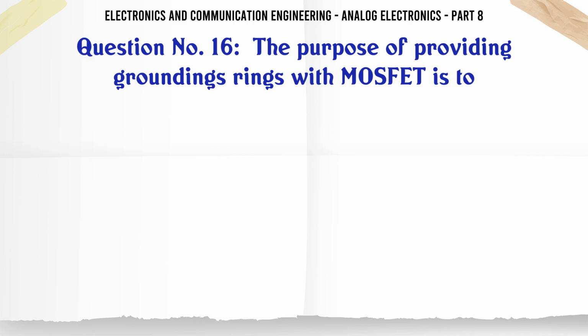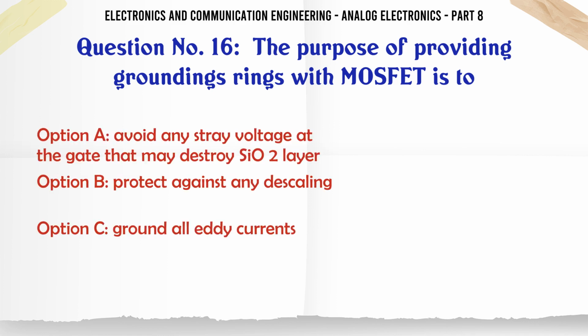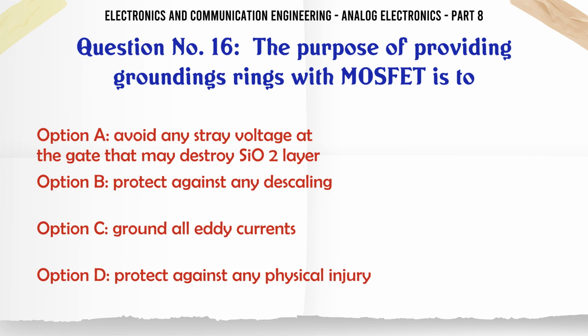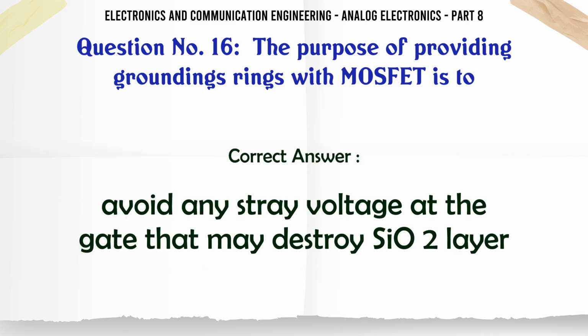The purpose of providing grounding rings with MOSFET is to: A, avoid any stray voltage at the gate that may destroy the SiO2 layer. B, protect against any de-skilling. C, ground all eddy currents. D, protect against any physical injury. The correct answer is avoid any stray voltage at the gate that may destroy the SiO2 layer.